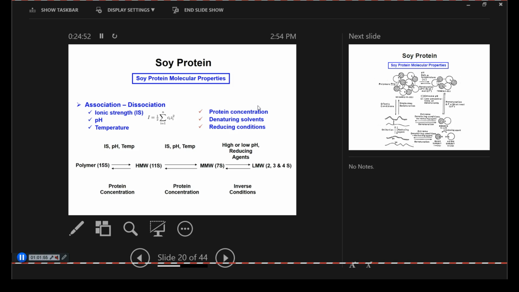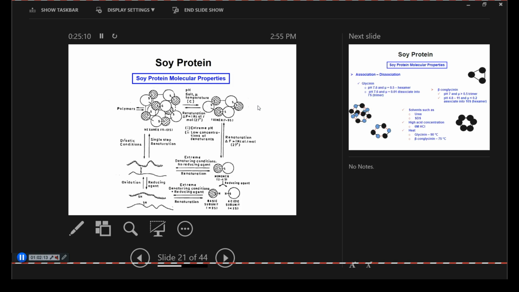They can break down even more into individual subunits if we have really high or really low pH, or a reducing agent that will break the disulfide bonds. This is a very old graph that I have to illustrate this. Somebody needs to draw it for me for extra credit. Anybody that wants extra credit, you can redraw this. That's what I've done in the past. You'll see several figures come out due to other students drawing it for me.